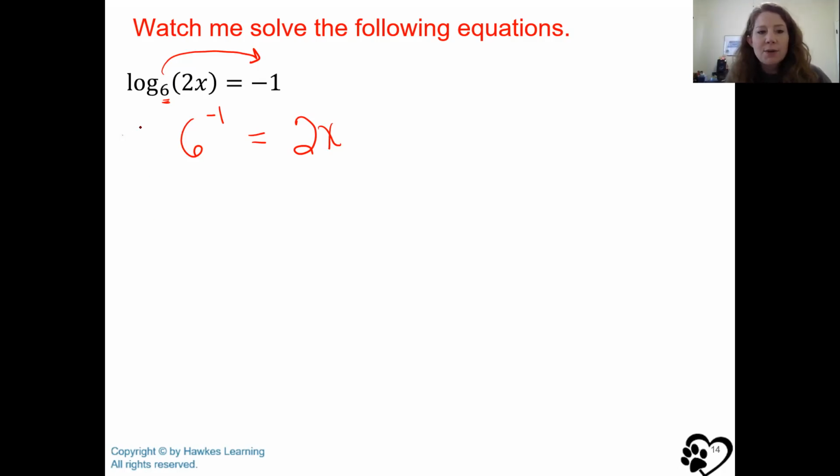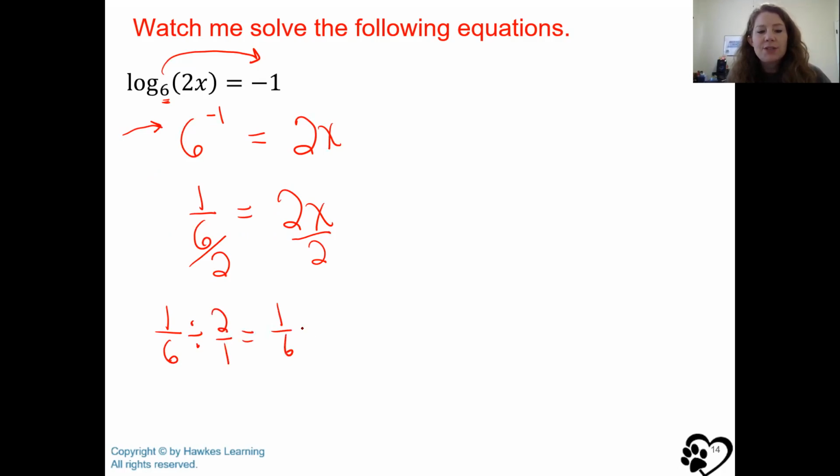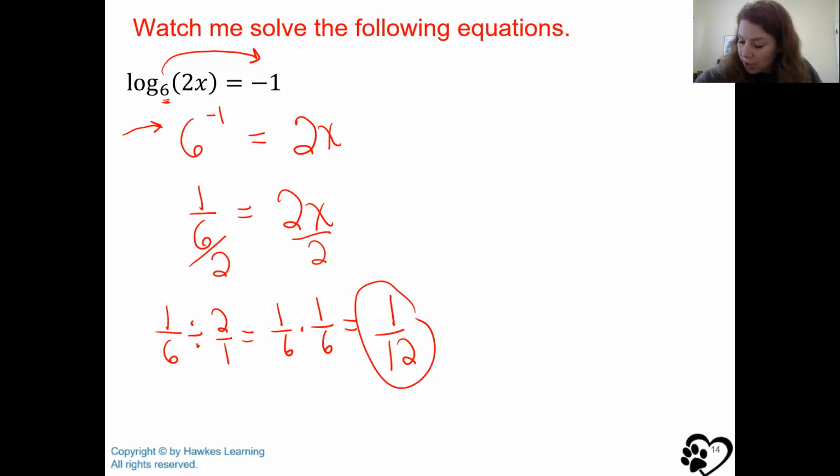So we've already talked about our exponent rules this unit. So you know that 6 to the negative first power is 1/6 equals 2x. Well, now what would we do? What makes sense? Well, you're going to solve for x. So the only way to get rid of times 2 is divide by 2. If we divide by 2, that means we're going to keep it, change it, flip it, and x is equal to 1/12. That is the answer. X is equal to 1/12.